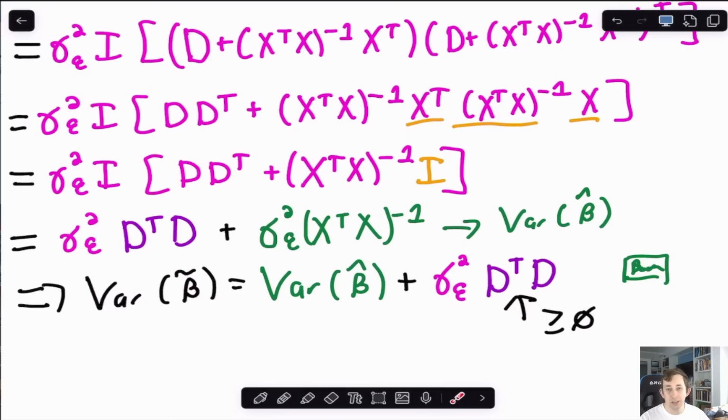So again, hopefully this makes a little more sense why our OLS coefficient is BLUE.